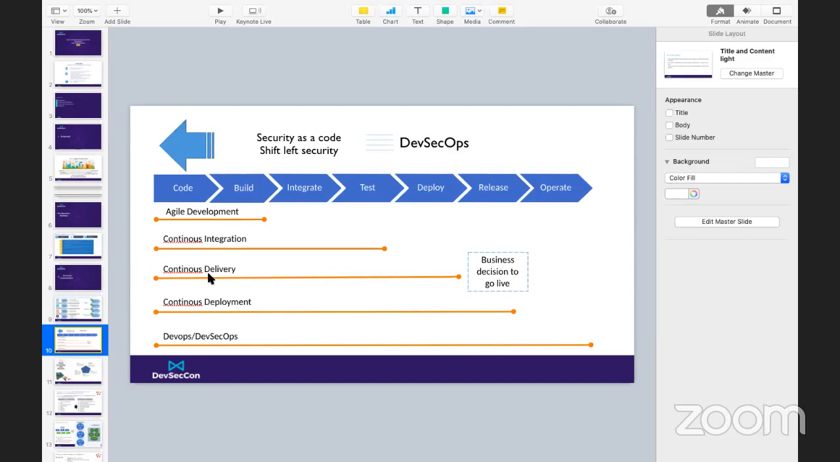How about continuous deployment? You go all the way until release. When you push the code, the code goes to production in one click. And if you do DevOps or DevSecOps, you do it until operate.